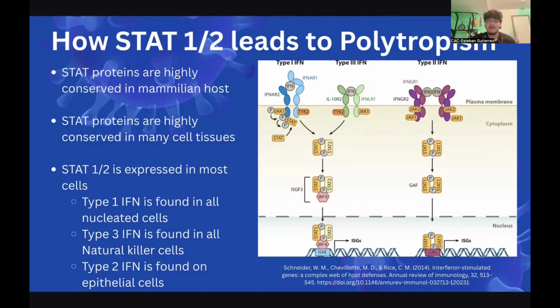In one of our previous lectures, Lecture 8, we talk about how specifically type 1 IFN are found in all nucleated cells, type 3 IFN are found on natural killer cells, and type 2 are found on epithelial cells. These type 1 and 3 use STAT1 and 2 proteins, while type 2 use only STAT1 protein. This is one potential reason why we see polytropism in the Nipah virus.